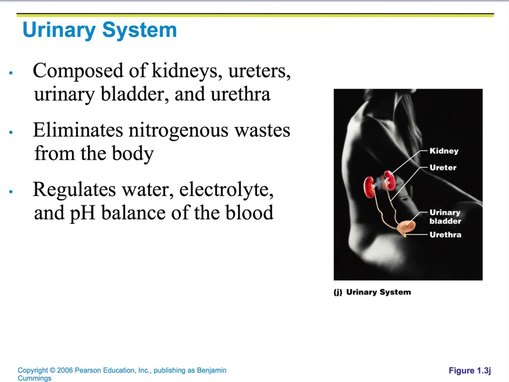The urinary system is composed of the kidneys, ureter, urinary bladder, and urethra. It helps eliminate nitrogenous waste from the body, and it's also important in regulating the water balance in the body, which also helps regulate blood pressure, and electrolyte and pH balance of the blood.